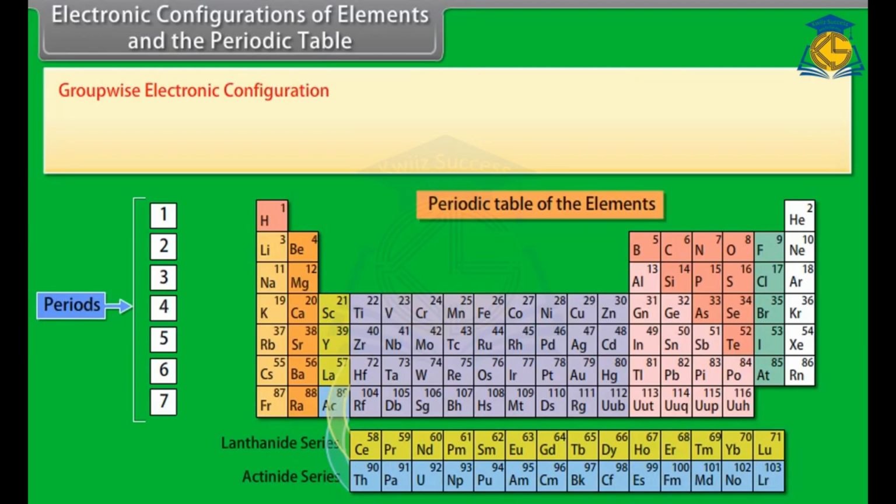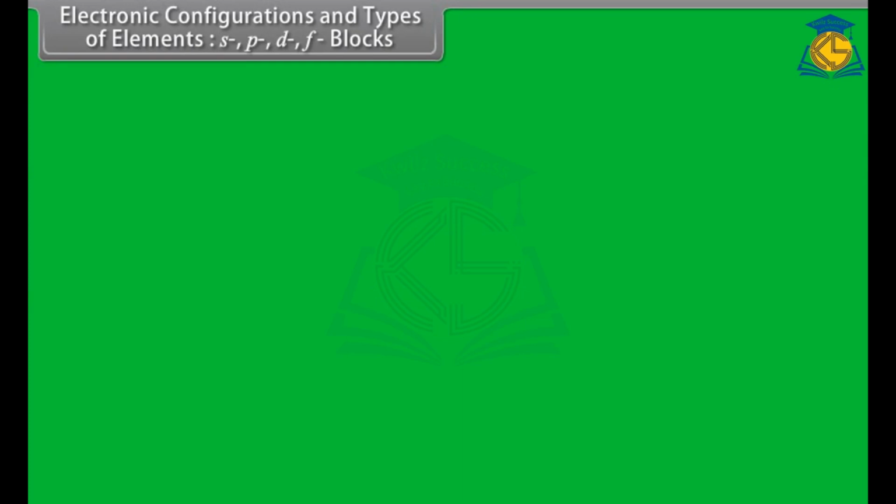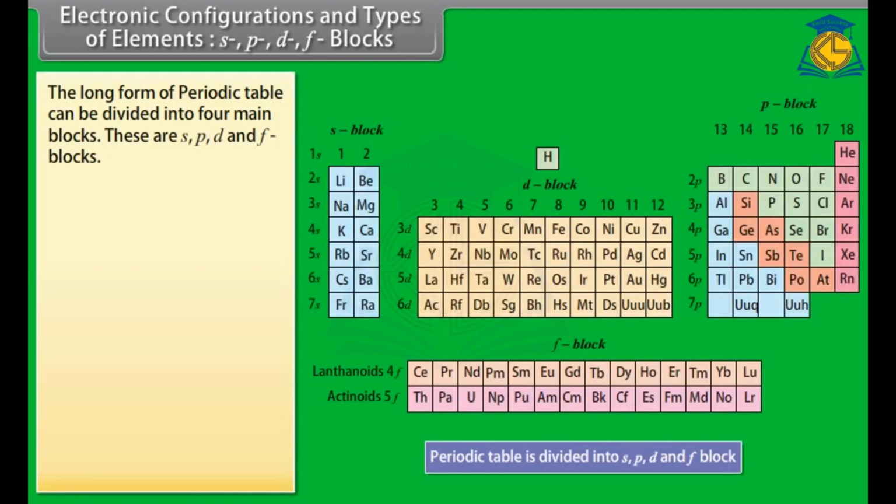Group-wise electronic configuration. Elements in a group exhibit similar chemical behavior because they have similar electron distribution in their outermost orbitals. Electronic configurations and types of elements. S, P, D, F blocks. The long form of the periodic table can be divided into 4 main blocks. These are S, P, D and F blocks.